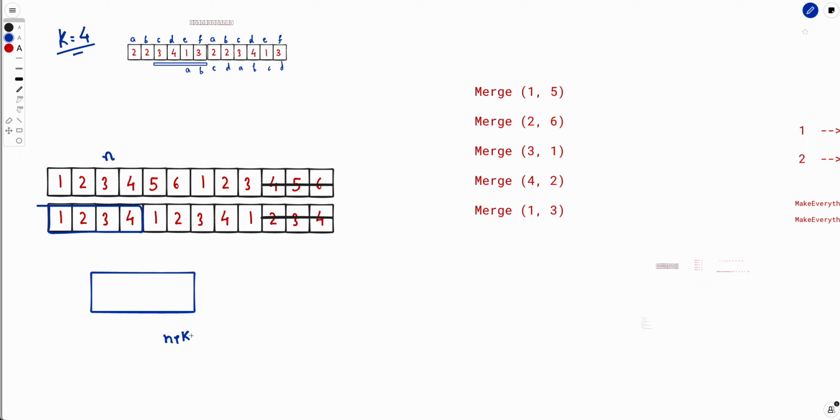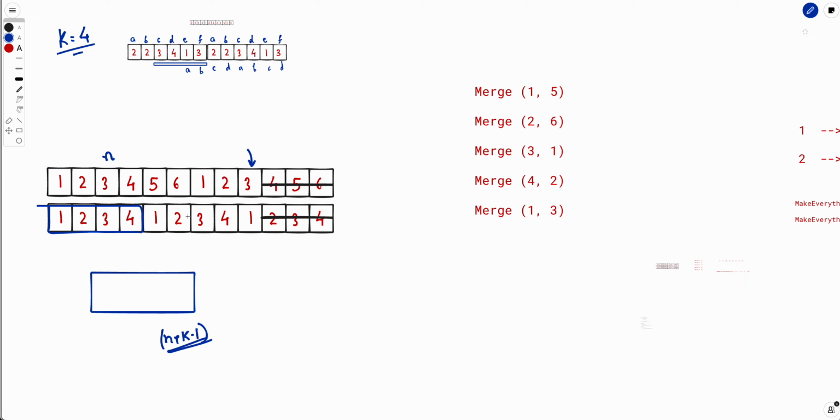Sorry, not n plus k minus 1. Basically, you need to understand how long to go. You have to go until n plus k minus 1, right? And how many subarrays are there? You can just simply slide it and you will get it. So in total, there will be n such subarrays, right?